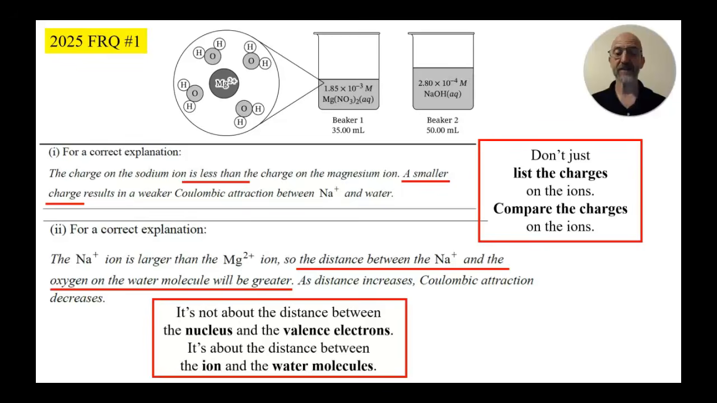And then as far as the size, the sodium ion is larger than the magnesium ion, so the distance between the sodium ion and the water molecule will be greater. So it's not about the distance, in this case, between the nucleus and the valence electrons. Now, if this was about ionization energy, then yes, you would definitely be considering the attraction between the nucleus and the outer electrons. But here, it's about the water molecule, so it's about the distance between the ion and the nearby water molecules. All right, let's move on to our next free response question.